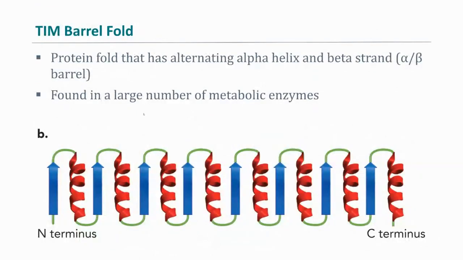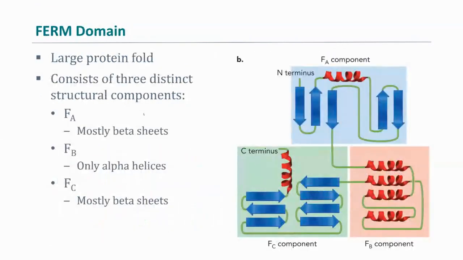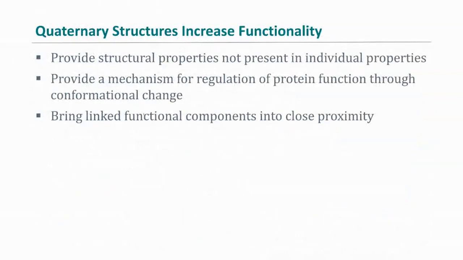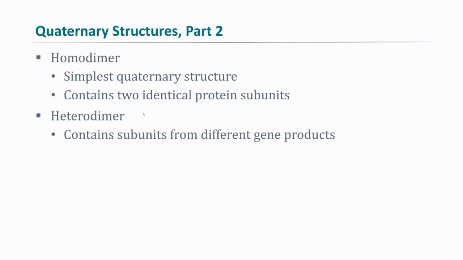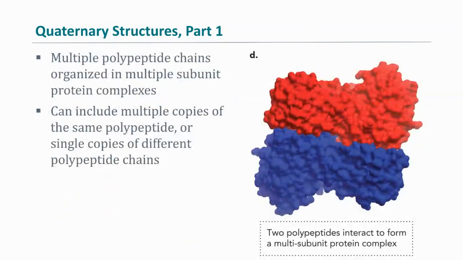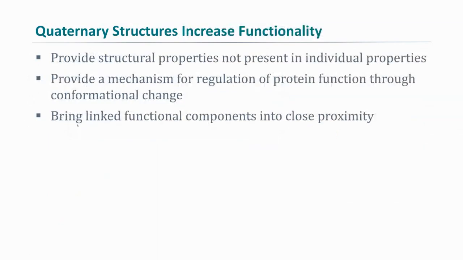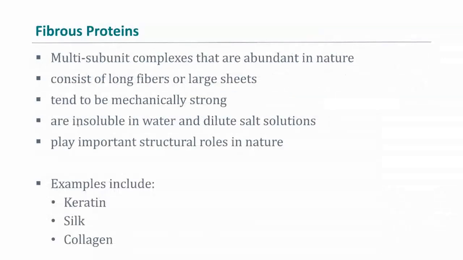These are all just combinations of alpha helix and beta pleated sheet, giving you different types of secondary structure. And the quaternary structure is multiple polypeptide chains organized in a multiple-subunit protein complex. That's quaternary structure. It involves more than one peptide chain, and can be a homodimer or heterodimer, right? That's quaternary structure.